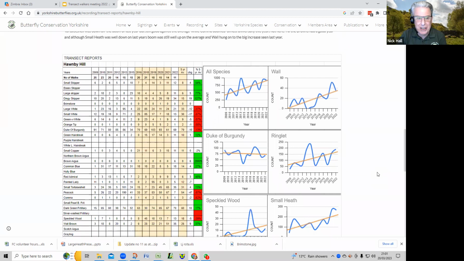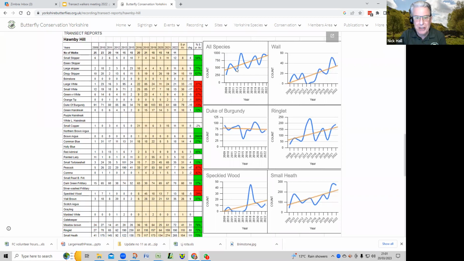So let's have a look at some of the graphs. So in general, across all species, we see this number is increasing, more so than probably the rest of Yorkshire. So that's interesting. Where, as we've talked about previously, since 2015, is off up a very steep curve. Duke of Burgundy is flat, if not slightly down, not dramatically down. I know the previous walker, Esme, who's retired. Sarah is going to be helping after Esme.